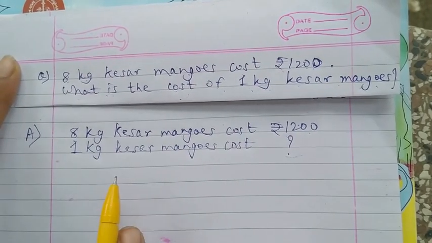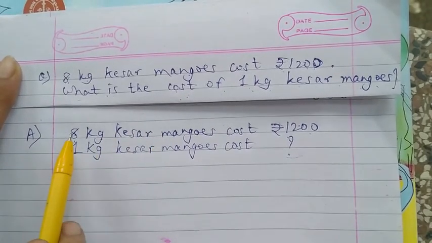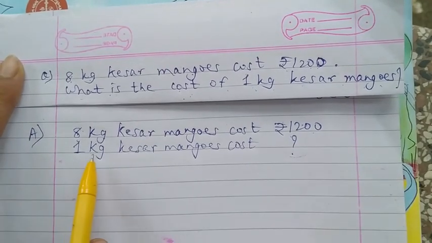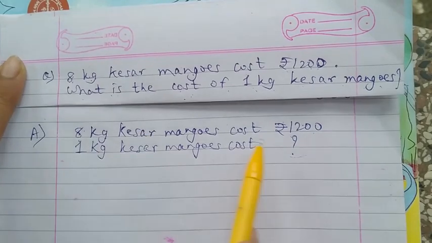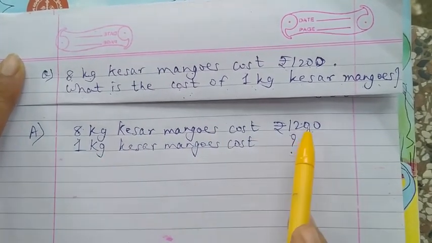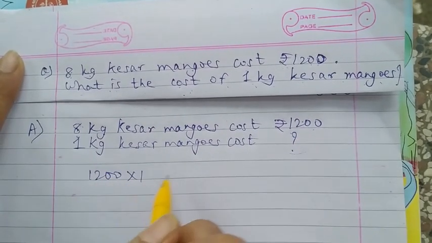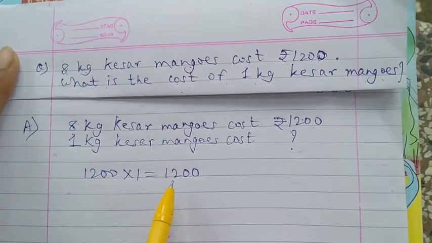Now I will use the same method, cross multiply and divide. So 2 numbers are in cross here, 8 and question mark and 1 and 1200. But I cannot multiply 8 with question mark. So I am going to multiply 1 and 1200. So 1200, 1s are 1200. Now I have to divide.